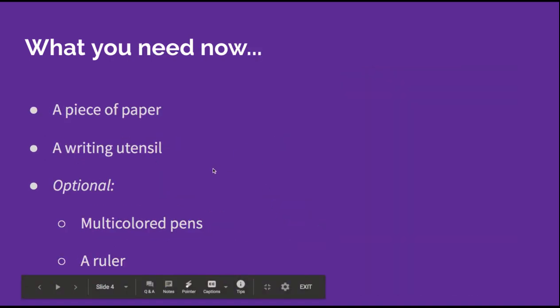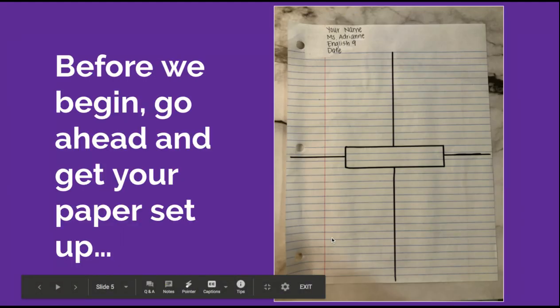So what you need to complete this activity. You're going to need a piece of paper, a writing utensil, and as always, optional multicolored pens and pencils or a ruler. I'm going to go ahead and pause and let you take out those things. Okay, and assuming you're ready, let's continue.